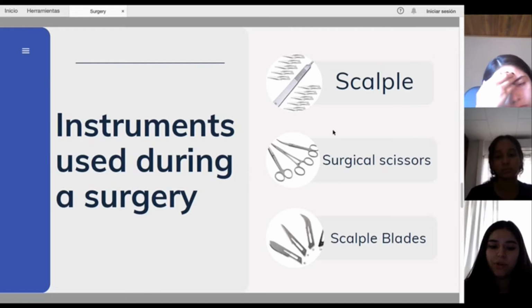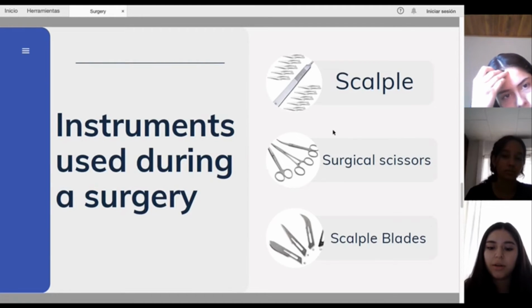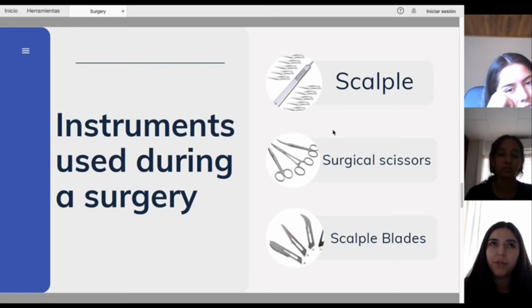Instruments used during surgery. The scalpel is used for the initial incision and cutting tissue. It consists of the blade and a handle. Surgeons often refer to the instrument by its blade number. Then we have the scissors. They are used for cutting tissue, suture, and dissection. Scissors can be straight or curved and may be used for cutting heavy or finer structures.